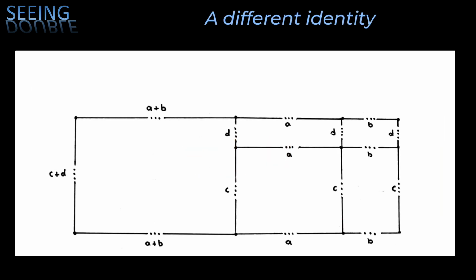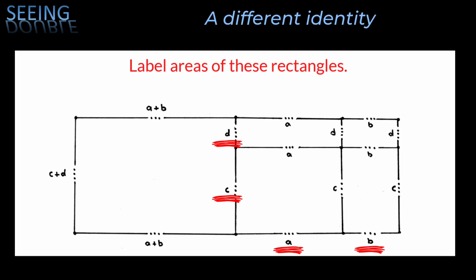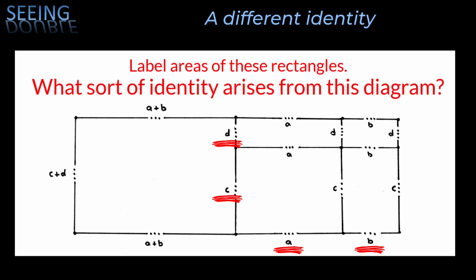And now, a final diagram to consider. In it, there are four independently varying lengths, labelled A, B, C, and D. With these variables, the side lengths and areas of a number of rectangles can be labelled. Have a go at doing so, and see what sort of identity arises from this diagram.